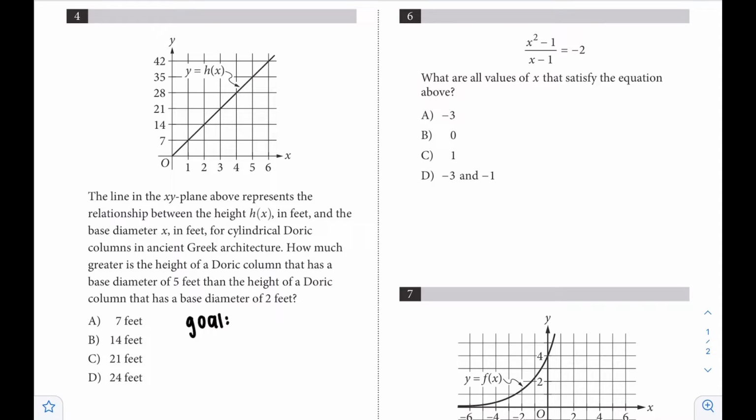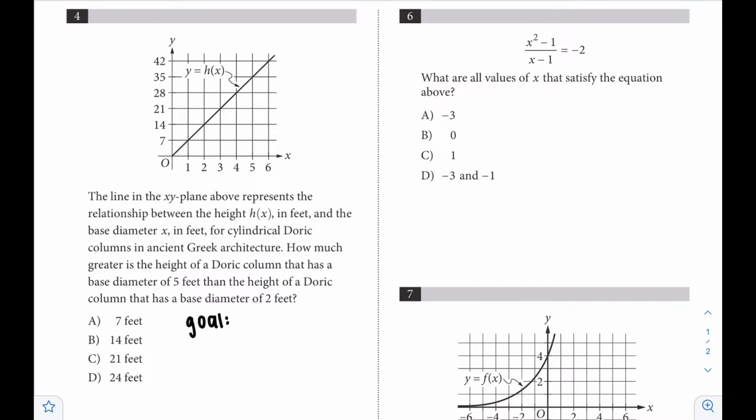The line in the xy plane above represents the relationship between the height, h of x, in feet, and the base diameter, x, in feet, for cylindrical Doric columns in ancient Greek architecture. How much greater is the height of a Doric column that has a base diameter of 5 feet than the height of a Doric column that has a base diameter of 2 feet?